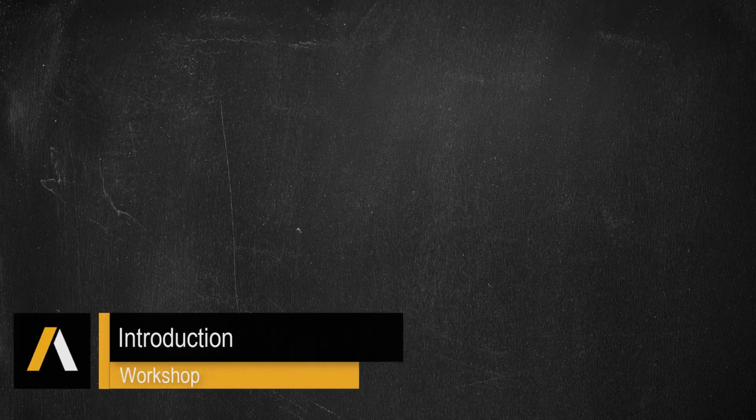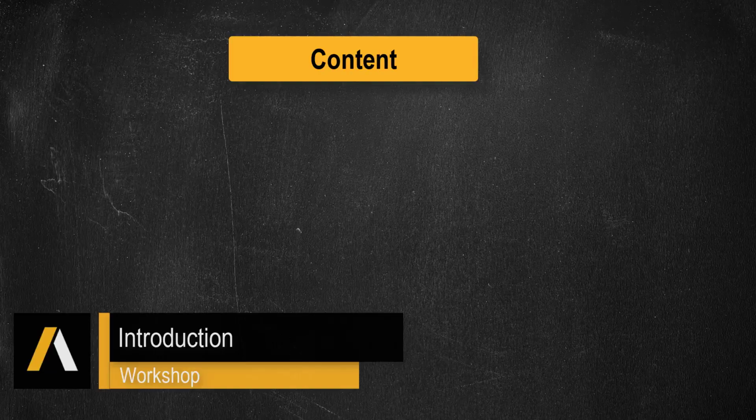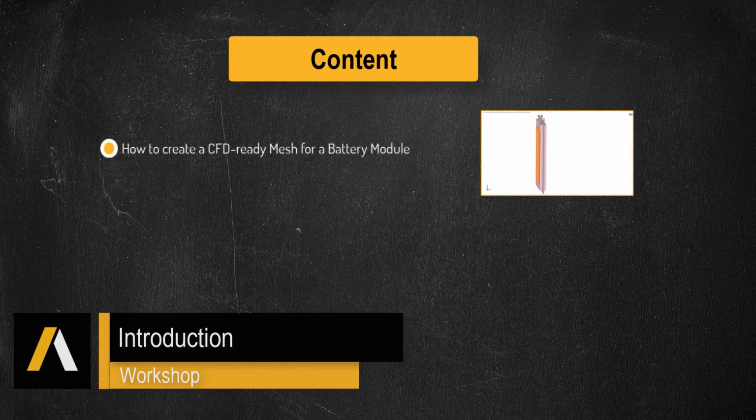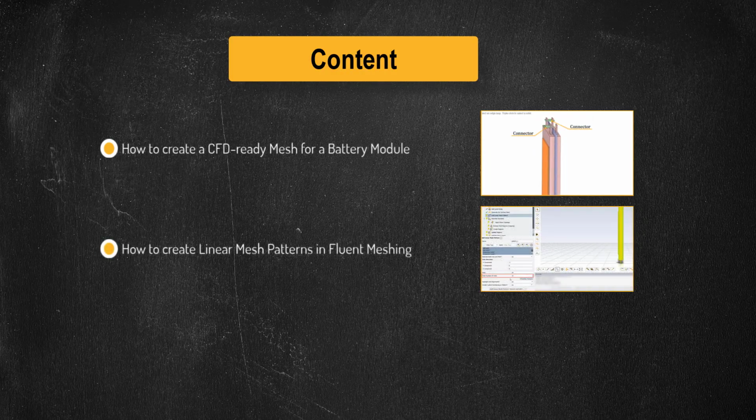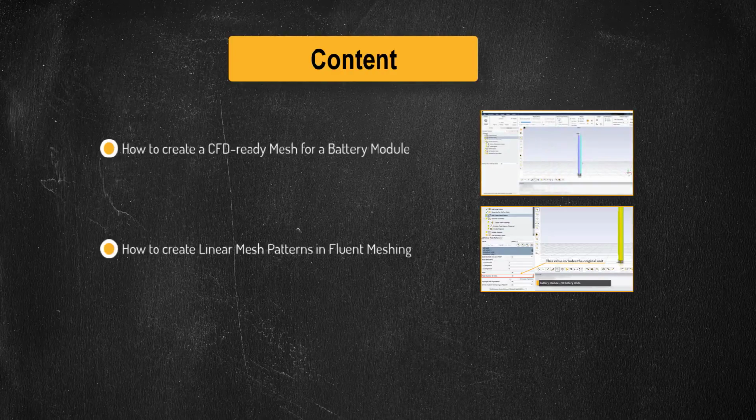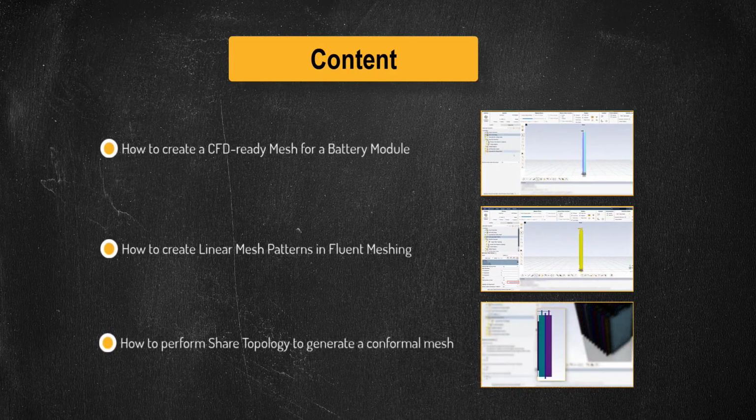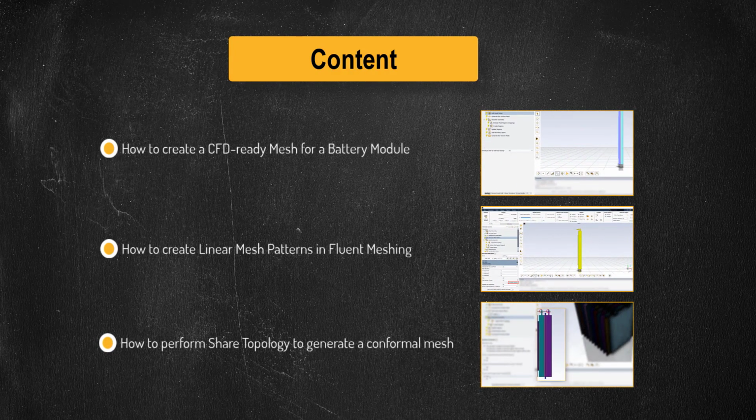Hello and welcome. In this workshop, we will demonstrate how to use the Ansys Fluent Meshing Watertight geometry workflow to generate a simulation-ready mesh that can be used to perform the conjugate heat transfer analysis of the battery module. Specifically, we will focus on creating linear mesh patterns of a battery unit to create a battery module and also demonstrate how to perform shear topology to facilitate the generation of conformal polyhedra mesh.